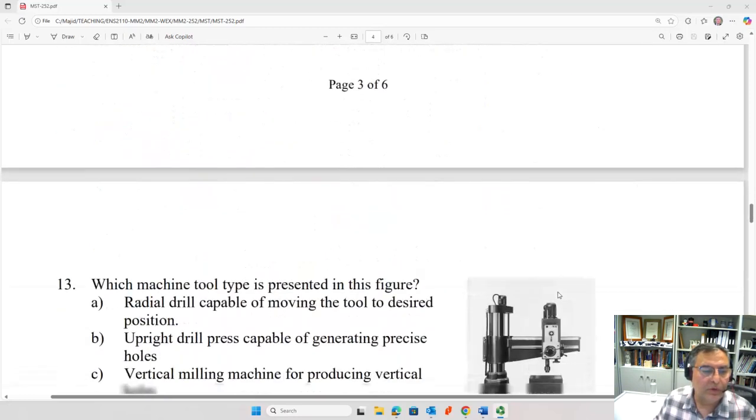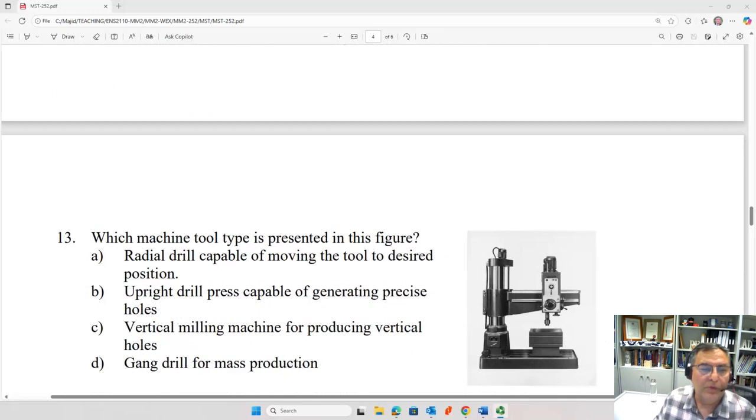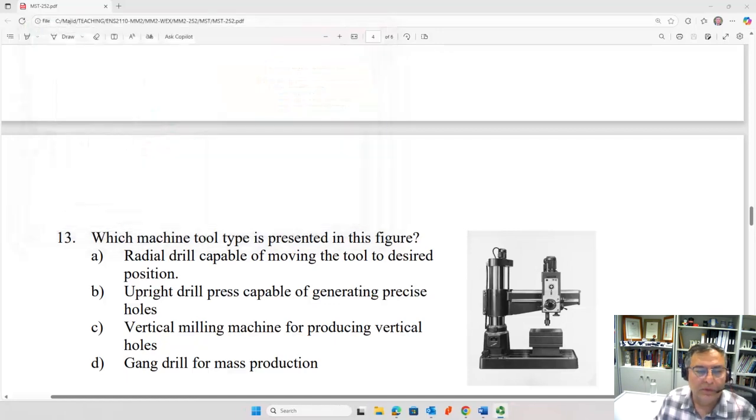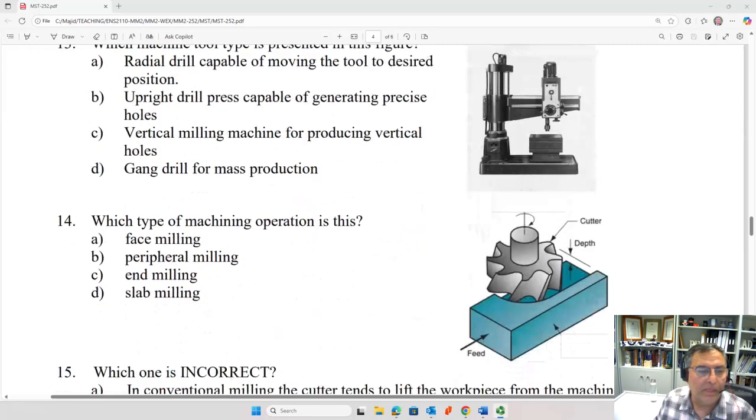Next question, question 13. Which machine tool type is presented in this figure? Obviously, this is the radial drill capable of moving the tool to the desired position. So A is the right answer. B, upright drill press, this is not the case. C, vertical milling, this is not a vertical milling machine. And D is representing gang drill, which is not the case in this figure. So A is the right answer.